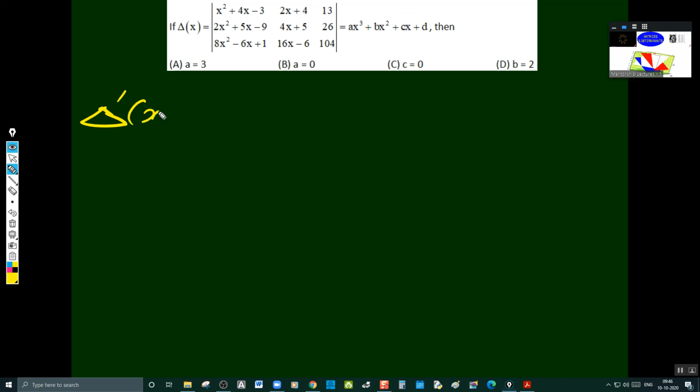You can even take column wise also. The same can be applied column wise also, because det of A is equal to det of A transpose. The same property can be applied even for columns. Someone asked me why we should take the derivative. Derivatives are same, so you need not write the first one because that becomes 0.